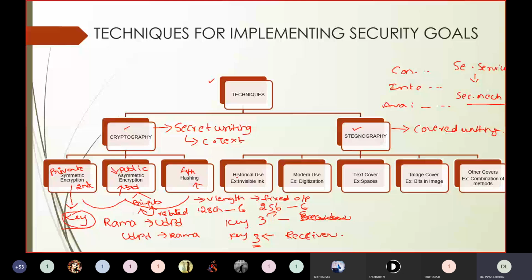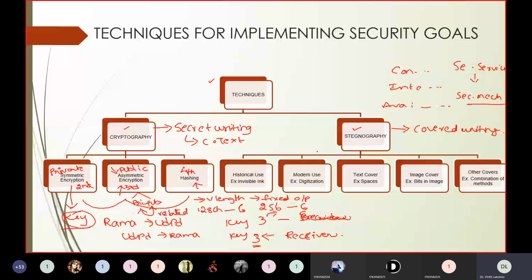So all of you know that some invisible ink is there. Whenever you write on a paper, it will not be visible to people once it is completely dried. Whenever it is exposed to the sun, the letters become visible. So this is one of the steganography techniques.